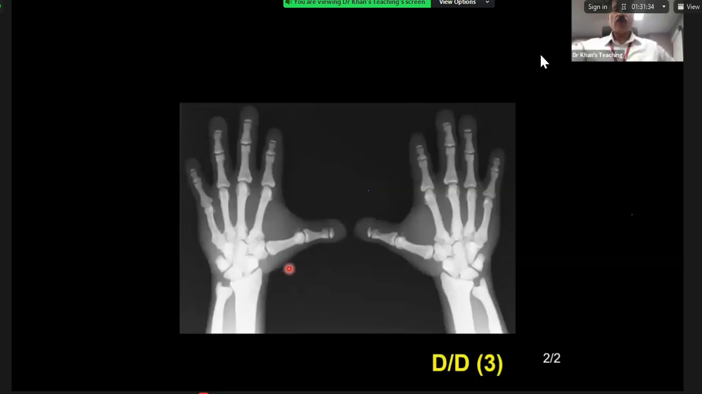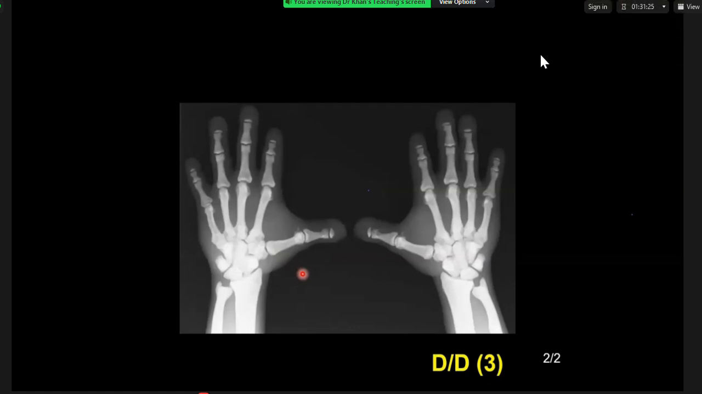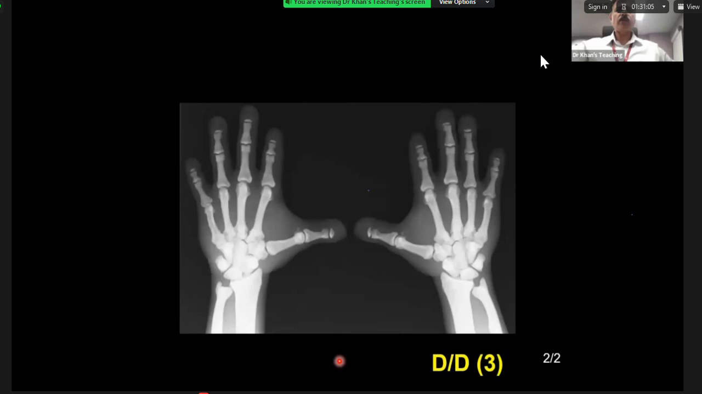I will come back to this film, but can you describe it for me? What are the findings? Okay, so there is increased or diffuse bone sclerosis. There is also negative ulnar variance. There are short fourth metacarpals. What's happening to the distal tufts here? Yeah, acroosteolysis.